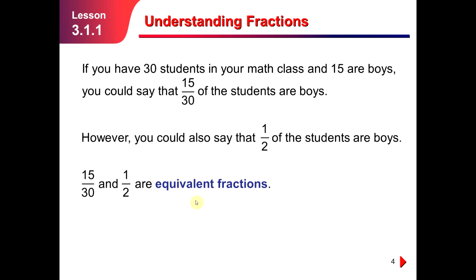To find that, we would divide both top and bottom by 15. 15 divided by 15 is 1. 30 divided by 15 is 2. Since we're dividing by 1 over 1, it does not change the value. Anything divided by or multiplied by 1 has the same value.